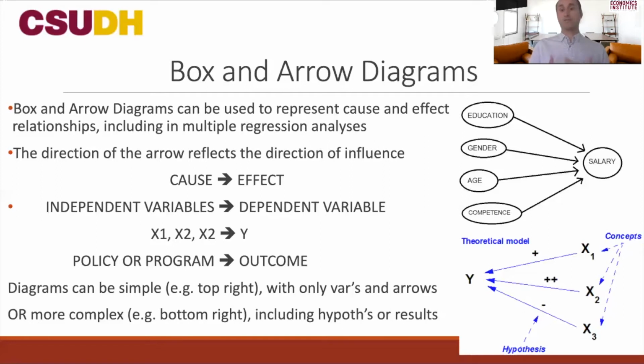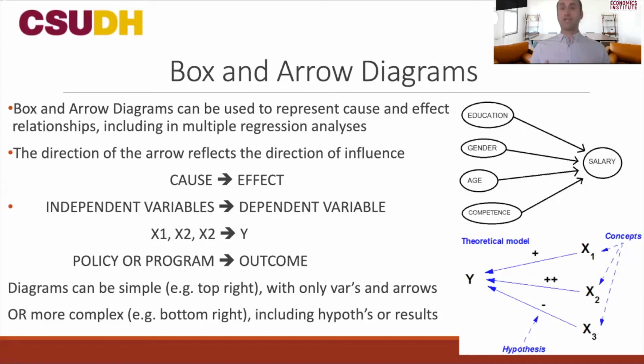The diagrams can be fairly simple, like the one we see on the top right here, with only variables and the arrows. So here are independent variables of education, gender, age, and competence are all influencing someone's salary. The diagrams could also be more complex, as we see on the bottom right here, where the variables, which we're calling x1, x2, x3, these variables are clearly influencing our dependent variable of y, but they're doing so at different levels. Some are positively correlated with the dependent variable, and some stronger so, and some are negatively related with the dependent variable. So to continue our example above, more education is likely to lead to higher salary.